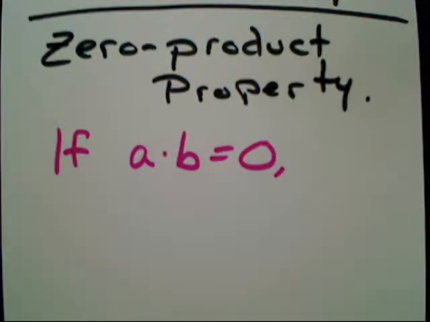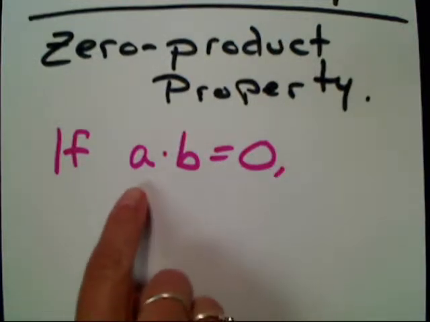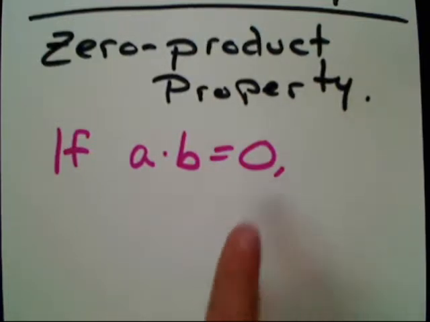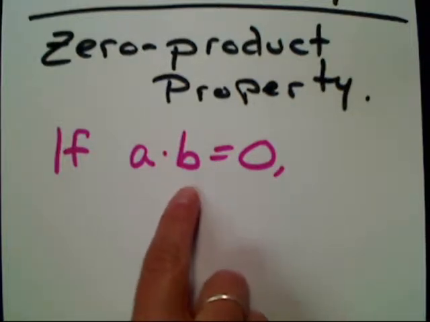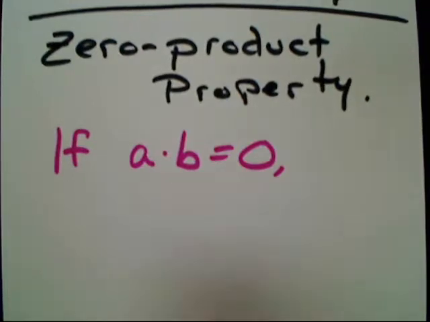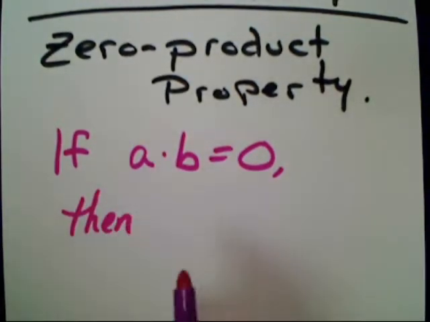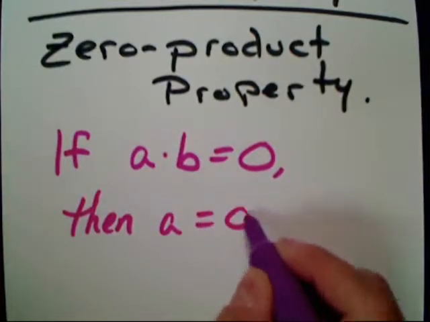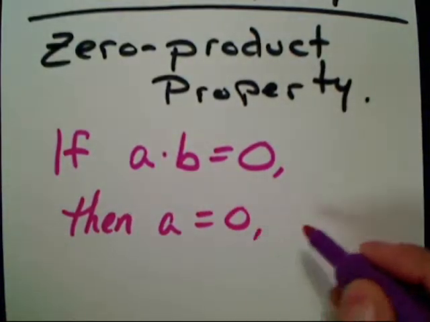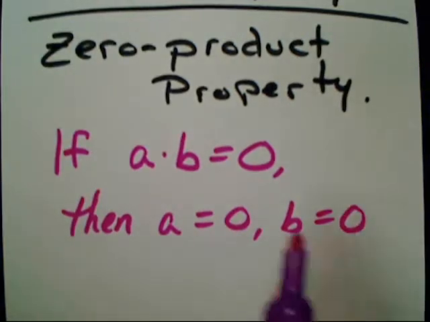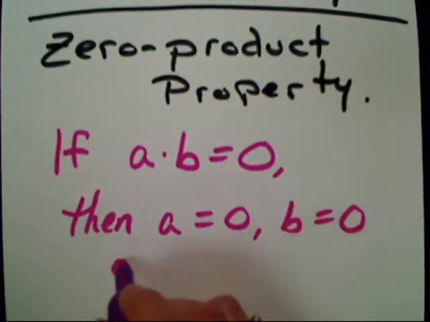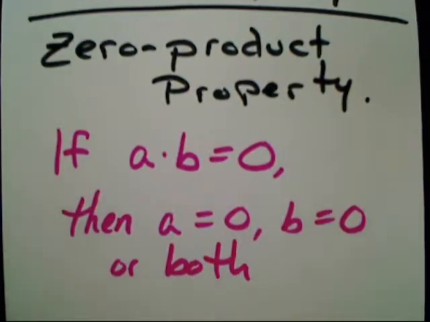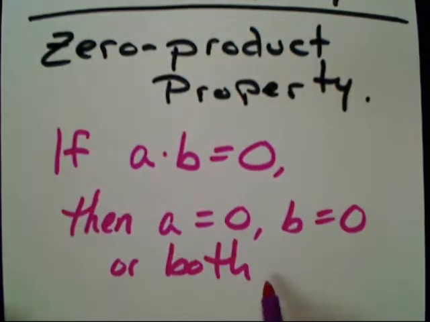Now let's think about when we learned our multiplication tables. Any number times 0 was always 0. And 0 times any number is 0. So if I have two things being multiplied together equal to 0, then I know that either A has to equal 0, because 0 times some number is 0, B has to equal 0, as some number times 0 is 0, or they're both equal to 0, as 0 times 0 is 0. That's simply what the zero product property says.